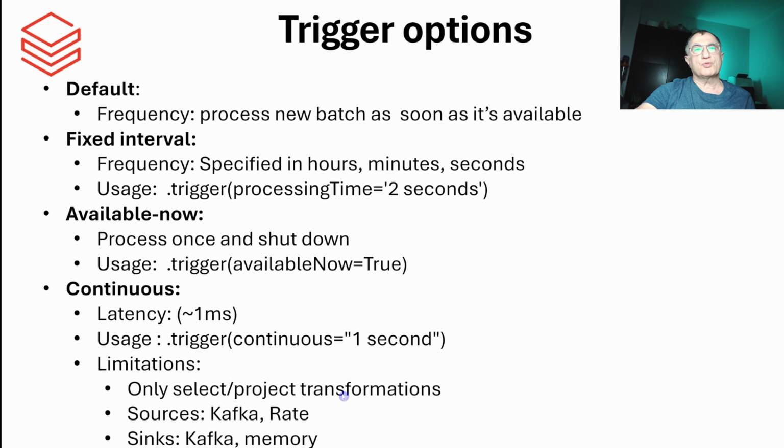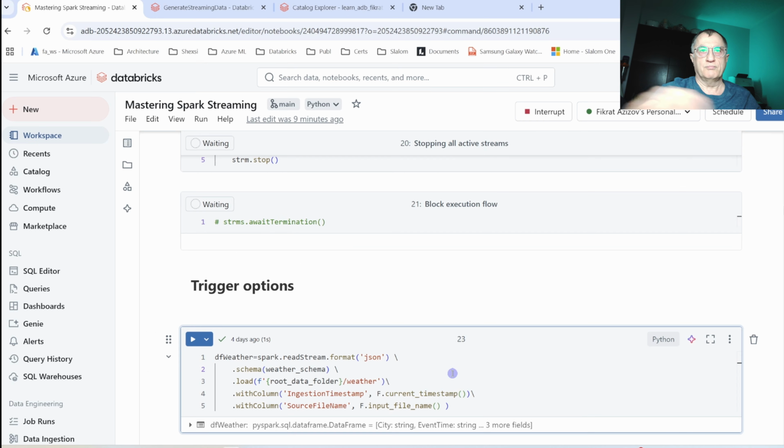In terms of sources and sinks, this method is also limited. So you can ingest from Kafka and the rate sources and write to Kafka and the memory destinations. Let me demonstrate a few triggering options.